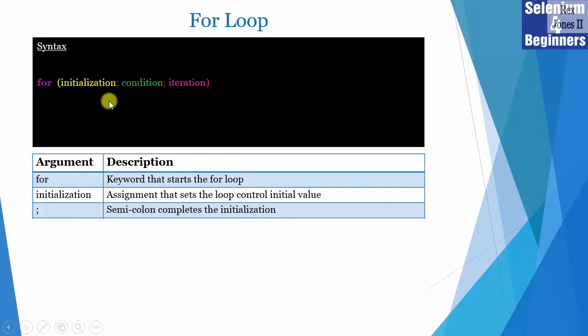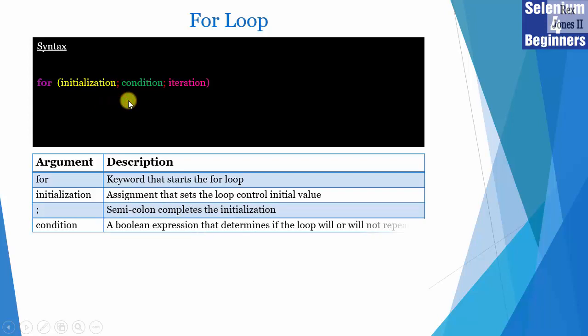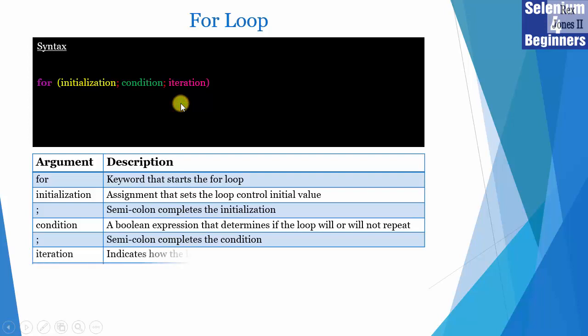The second statement is a condition. A condition is a Boolean expression that determines if the loop will repeat or not repeat. If the condition is true, the loop will repeat, but it will not repeat if the condition is false. The condition also ends with a semicolon. However, the third and final statement is iteration, which does not have a semicolon.